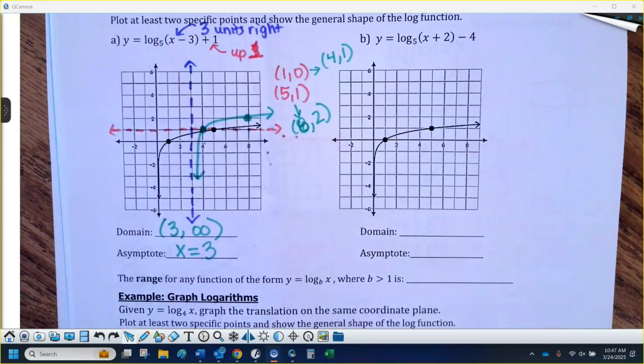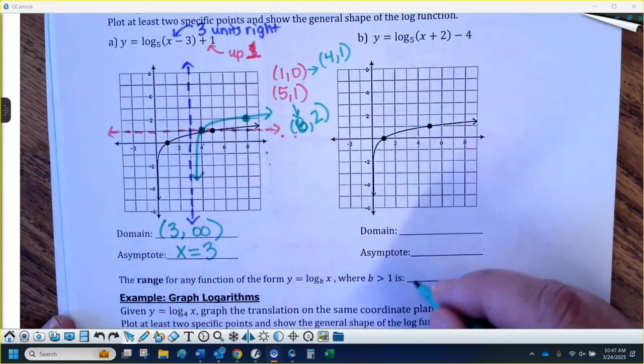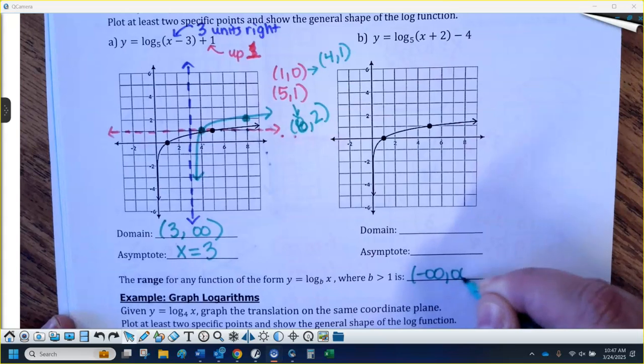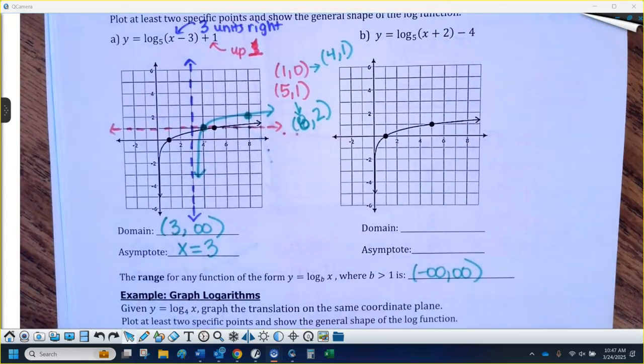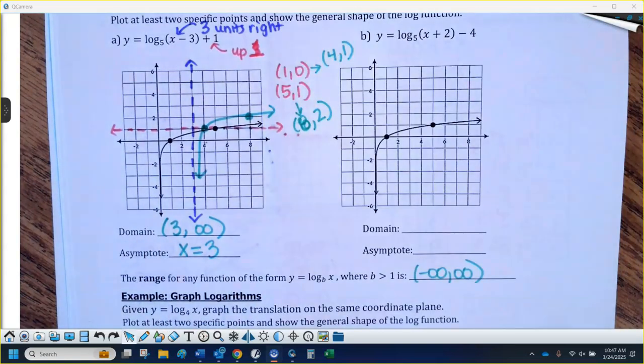And just so I can write it underneath here, the range for any of these should be negative infinity to infinity. All right, but part of that goes down forever. This part is going to the right, but it gradually does go up forever. And then I got one more we're going to shift here.